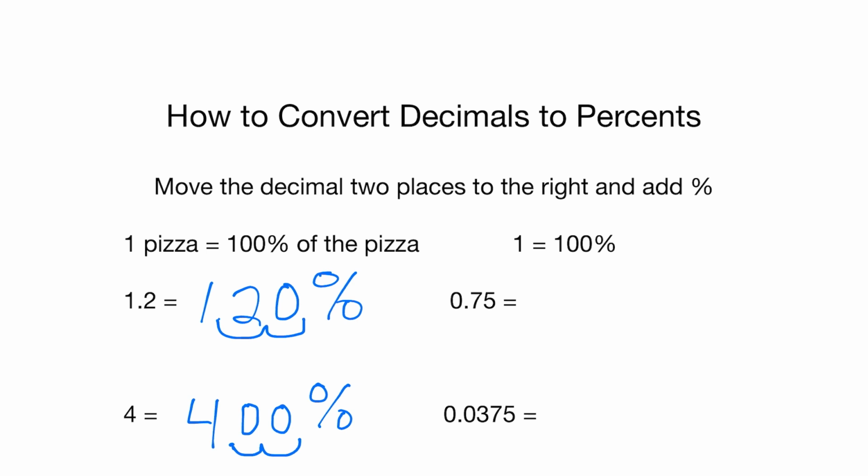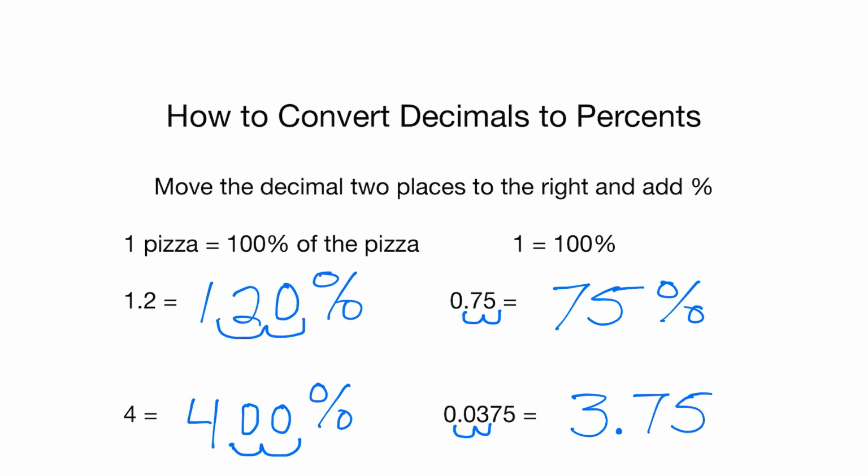0.75. We're going to move the decimal 2 places to the right and add the percent sign. So this will be 75%. 0.0375. We're going to move the decimal 2 places to the right and put it right after the 3. So we'll have 3.75%.